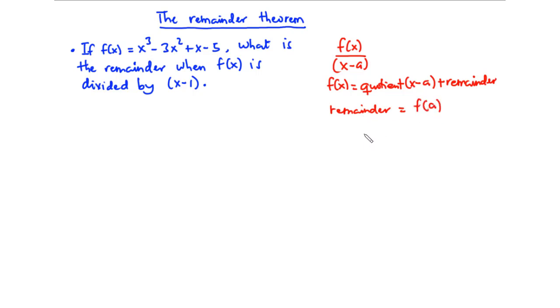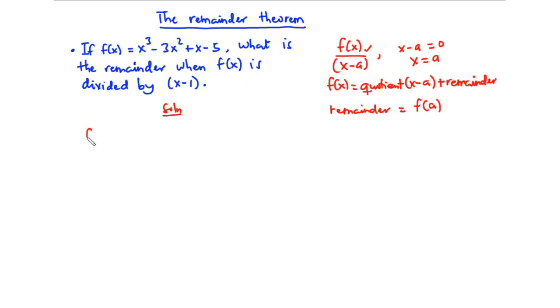So basically what we are saying is that if f of x is a polynomial function and f of x is divided by x minus a, then we are going to equate x minus a to 0, and then x is equal to a. Then you substitute a in place of x in this polynomial function. So here we have an example. Let's solve this example. If f of x equals x cubed minus 3x squared plus x minus 5, what is the remainder when f of x is divided by x minus 1?